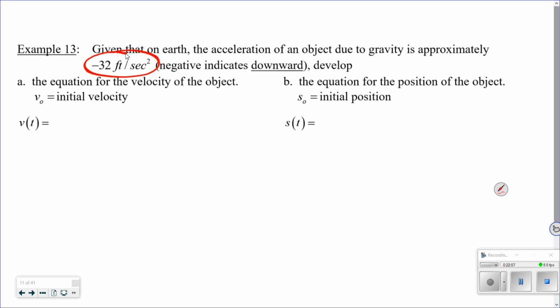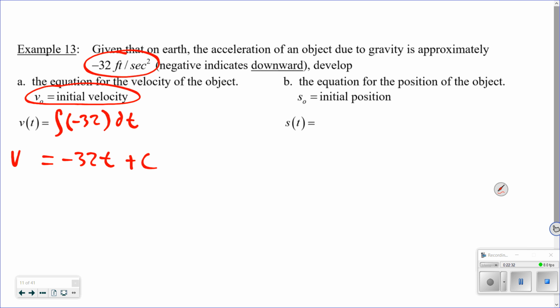I know my acceleration is constant. It's always negative 32. So to find the velocity, I have to integrate the acceleration. Well, it's just negative 32. So if I integrate a constant, that means the velocity is going to be negative 32t, just add a variable on the end there, plus c. Up here it says v of 0 is the initial velocity.